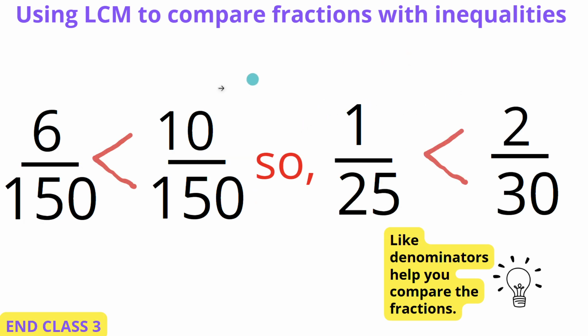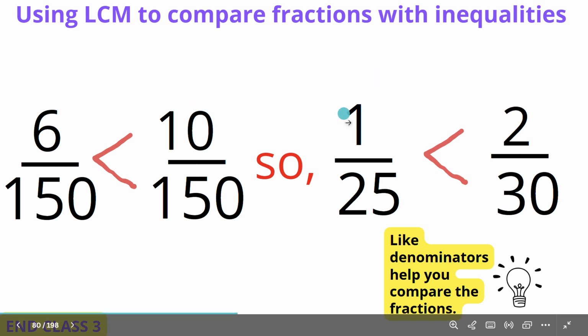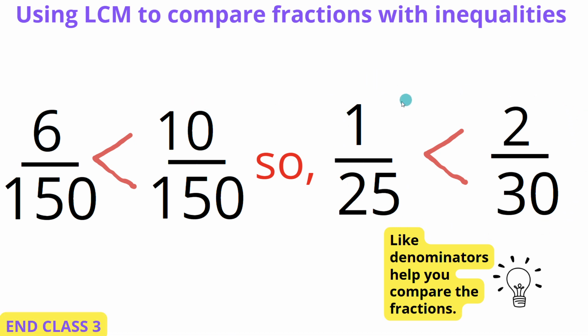Look what happens. We're going to get 6 150ths and 10 150ths. So that first original fraction that was given, here's its equivalent fraction, is less than the second fraction. Why? 6 parts of 150 is less than 10 parts of 150. So you go back to the original given fractions and transfer your inequality sign the same. If this is true, then 1/25 is less than 2/30.